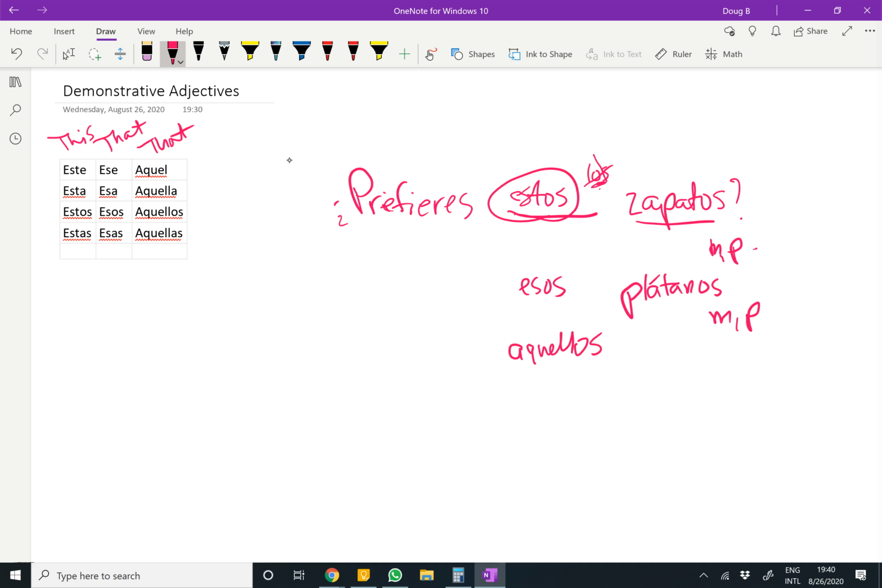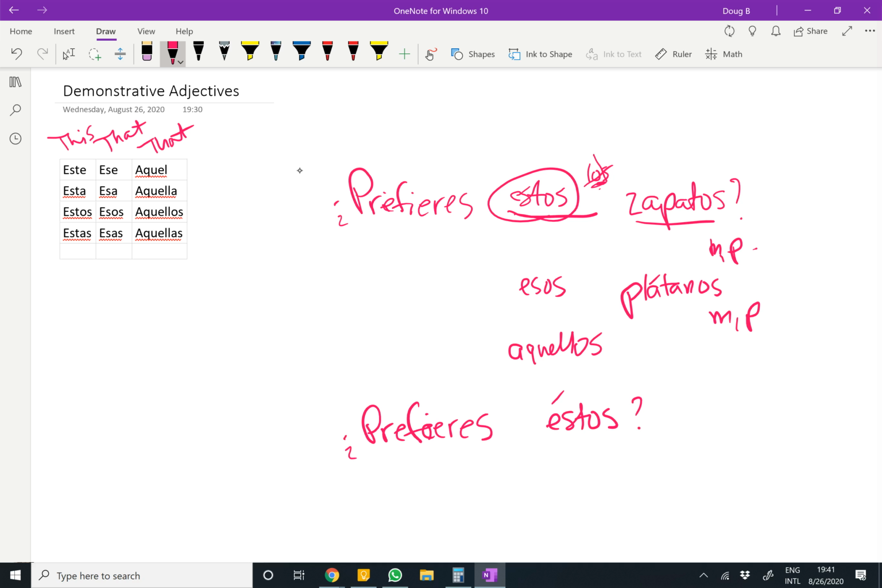Now, we know that in English we can say, do you prefer these shoes or those shoes? We can also say, do you prefer these or those, right? We don't have to say shoes. Maybe we're pointing at it. Do you prefer those, right? So in Spanish we would say, prefieres those. Let's go with zapatos, right? But we're not going to say zapatos because we're pointing at them. We're still going to use estos, but this time we're going to put an accent on it. Right? Do you prefer those?